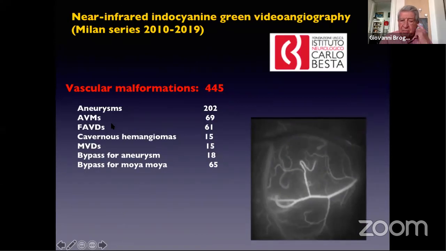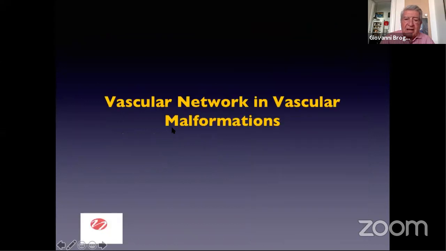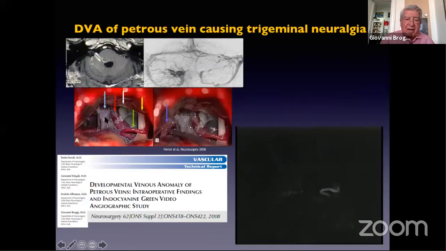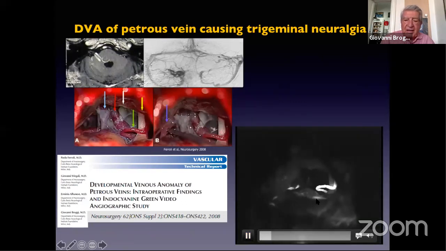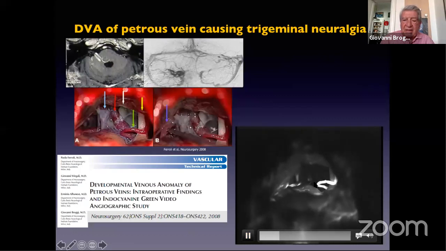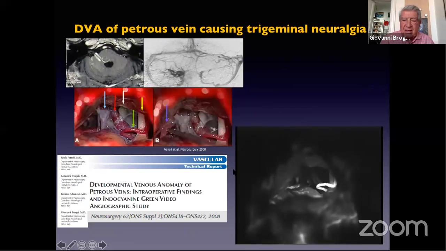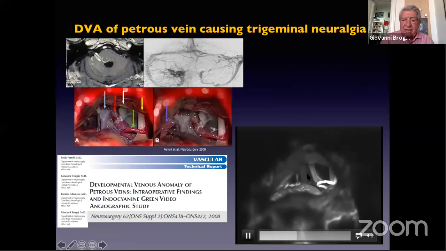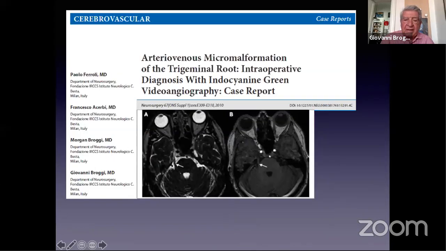This is our experience with the ICG in Milano. And this is one case that I showed my guest last time, about a DVA of the petrous vein. It's quite important when you see in the MRI to know the relation between the nerve and the vein, the petrous vein, and the artery that is offending the nerve, and that you can move.